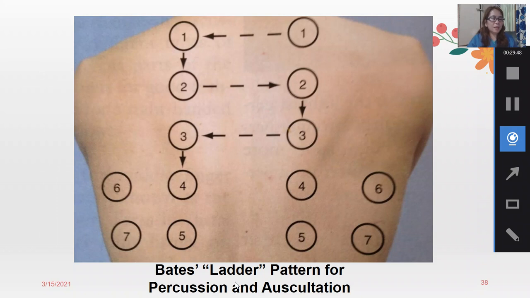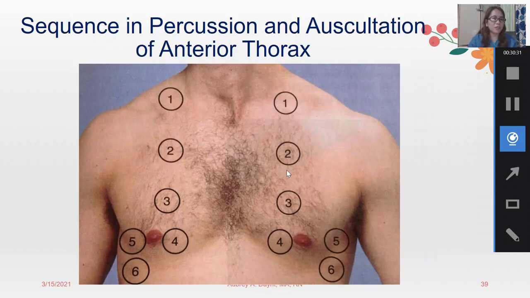Okay, so ito yung Bates ladder pattern for percussion and auscultation. So, pa-zigzag siya, ha? You start from here, 1, dito, and then baba ka lang agad, hindi ka mag-X, napupunta ka dito sa kabila. So, tandaan nyo yan when you do the percussion and auscultation, dahil sa auscultation, hindi rin pwedeng sabay. Unlike sa palpation na isasabay mo, di ba? You ask the client to say 99, 99, 99, sabay. But for the percussion and auscultation, isa-isain mo yan. You start from here, so you follow the arrow. So, dapat masundan nyo yan when you perform your assessment.